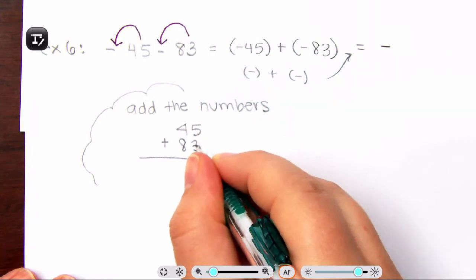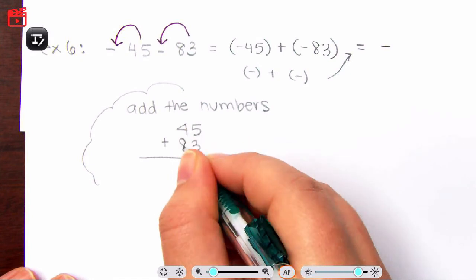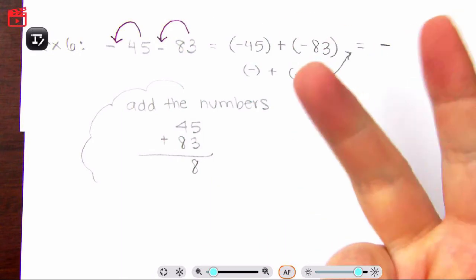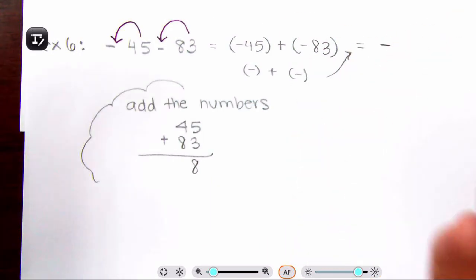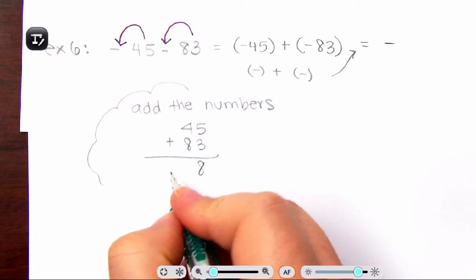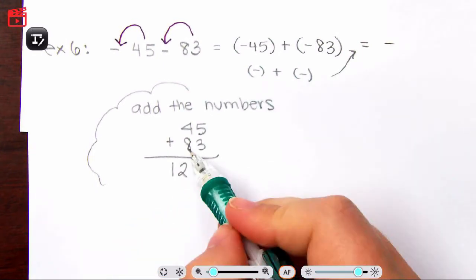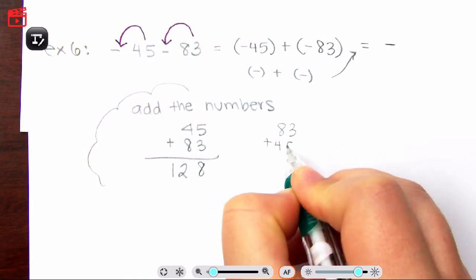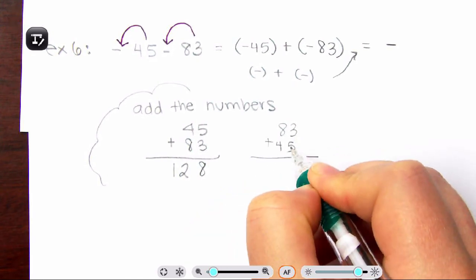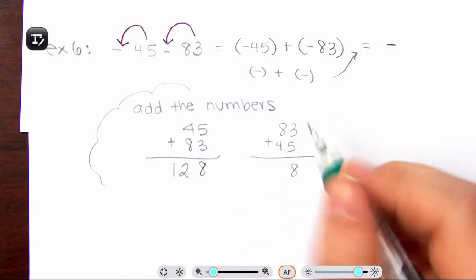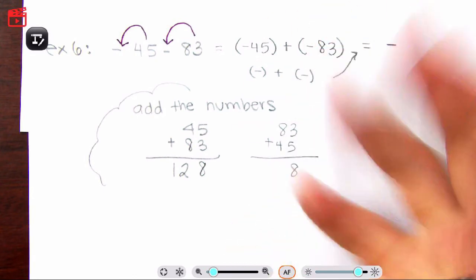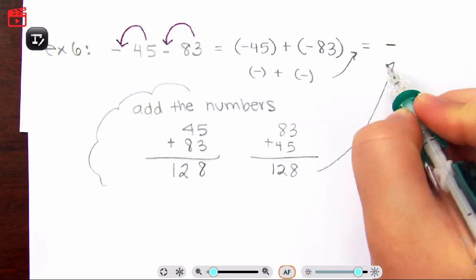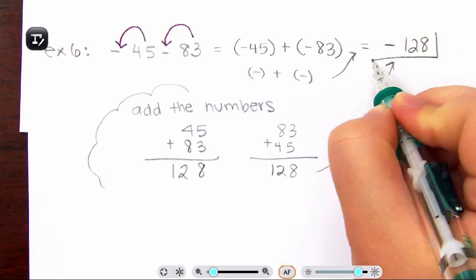So 5, 6, 7, 8, 4, 5, 6, 7, 8. You can't see it, but maybe I'm using my fingers. 4, 5, 6, 7, 8, 9, 10, 11, 12. It may be easier to go with the bigger, so like 83 plus 45. It'd be easier. 3 plus 5, 8, 8, 9, 10, 11, 12. Yeah. So you can go either way. So then put that number right next to your sign that you have already figured out, and that is your final answer.